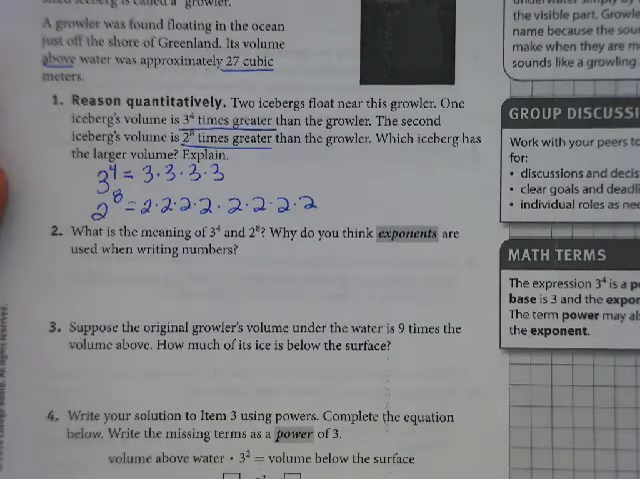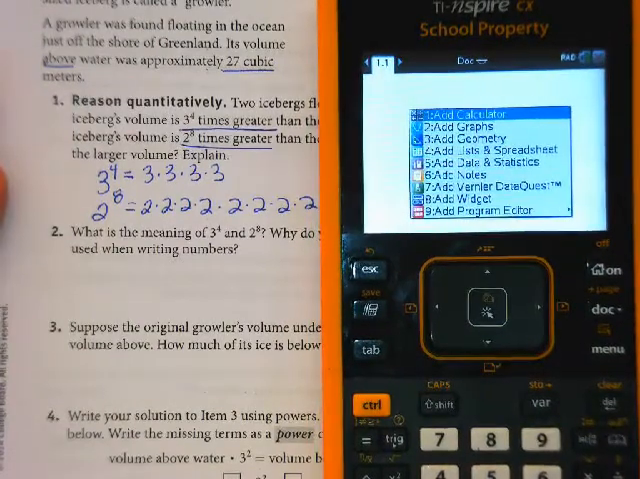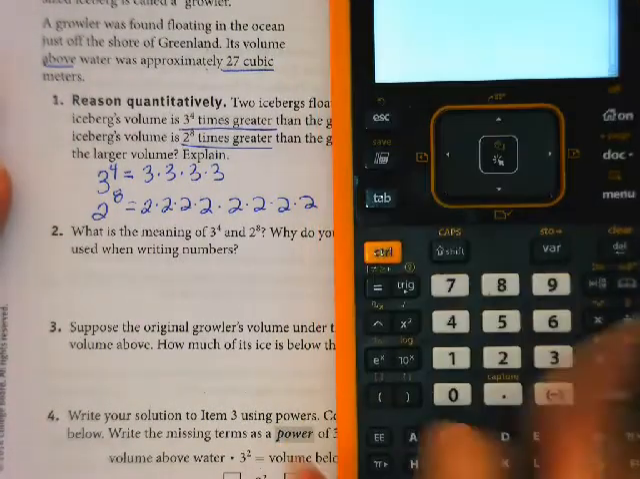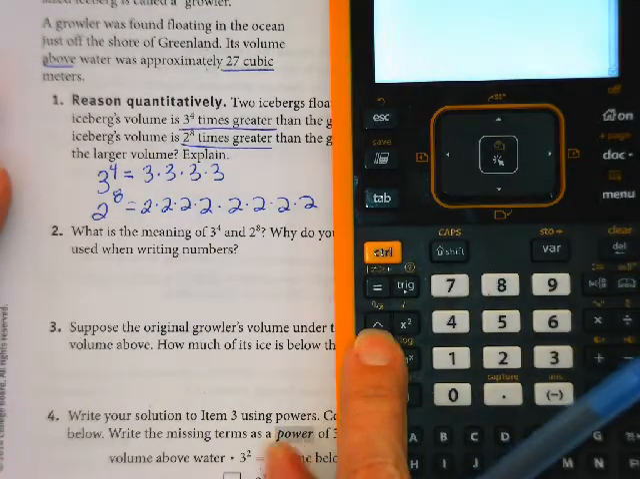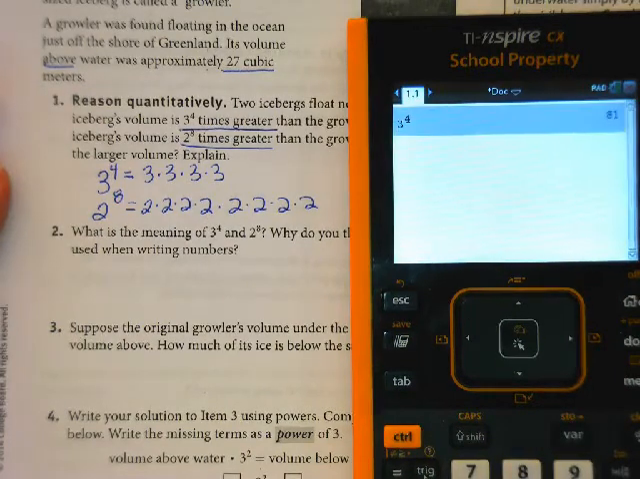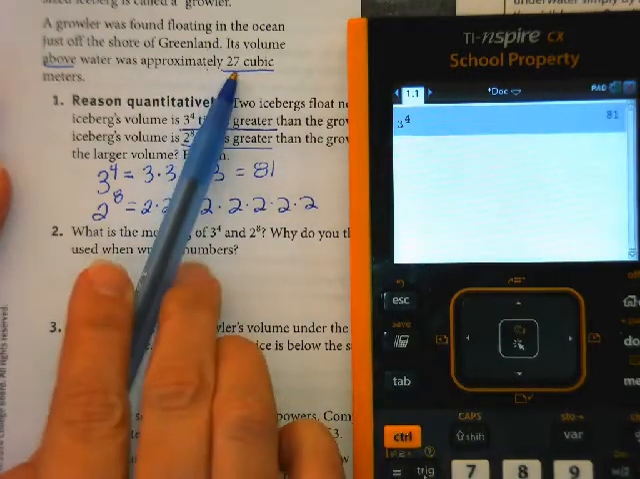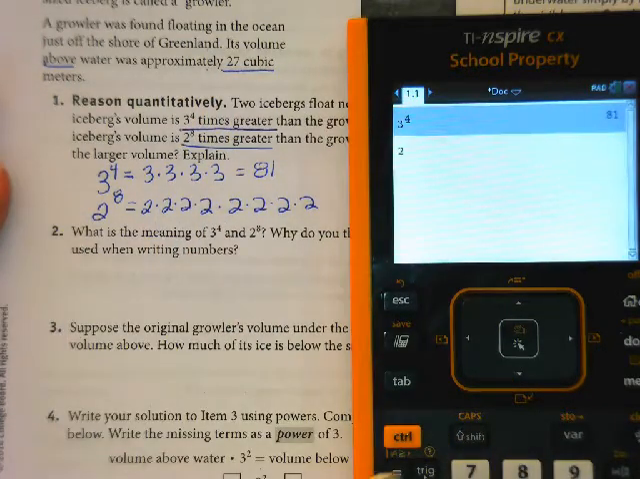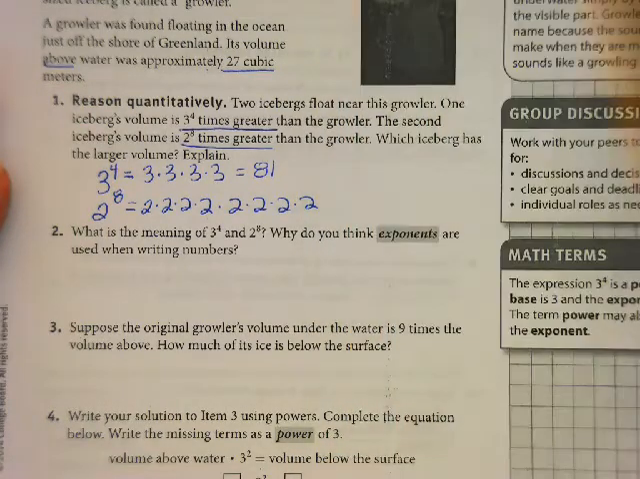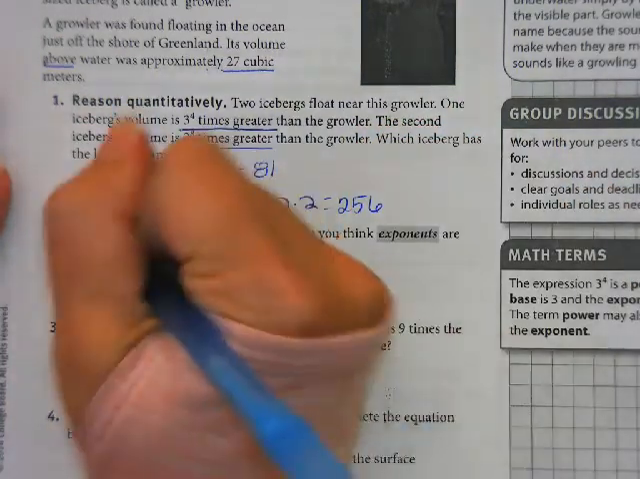Now, the beautiful thing about our calculator is that we can do exponents in our calculator. And if you don't remember how, down here by the 4, we call this a caret. And that is going to help us go to an exponent that is not 2. So we can say 3 to the 4th power is 81. So this particular growler is 81 times the size of the one in Greenland. 2 to the 8th power is 256 times larger.